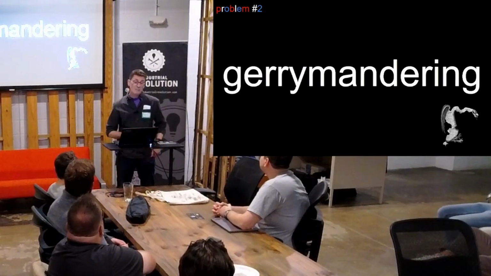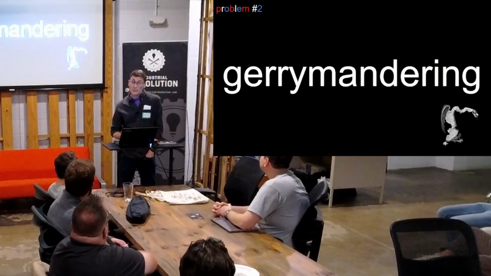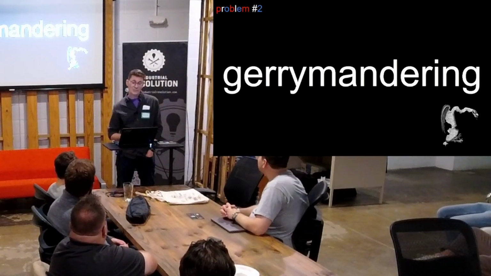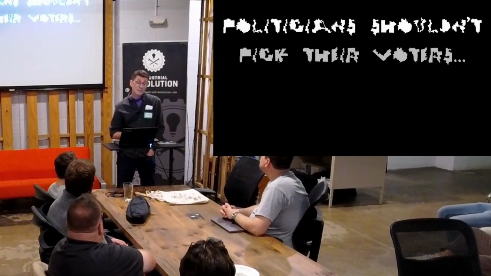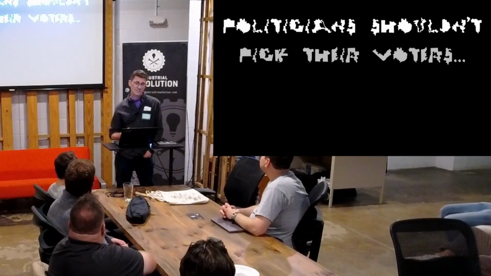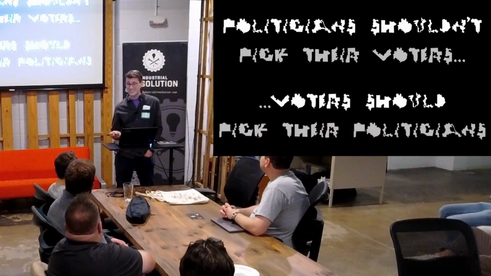So problem number 2, gerrymandering. For anyone who hasn't heard of this, it's the name for drawing a congressional district in a way that strongly favors one political party over another. Of course, that's not great because politicians shouldn't pick their voters. Voters should pick their politicians, right?